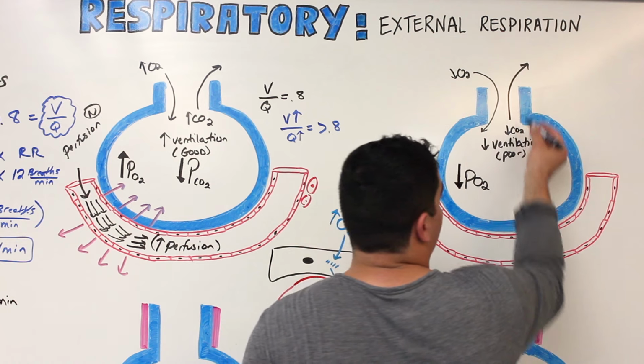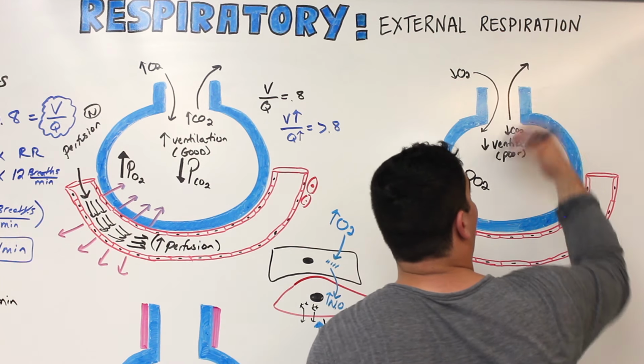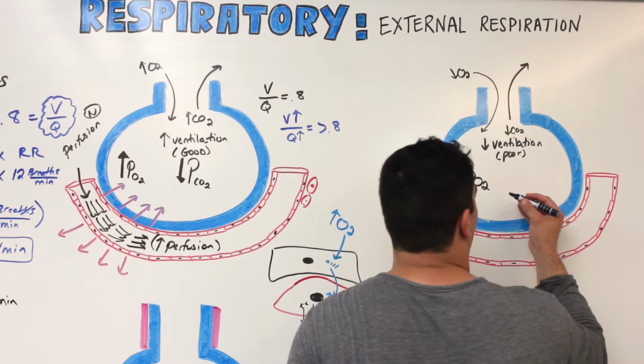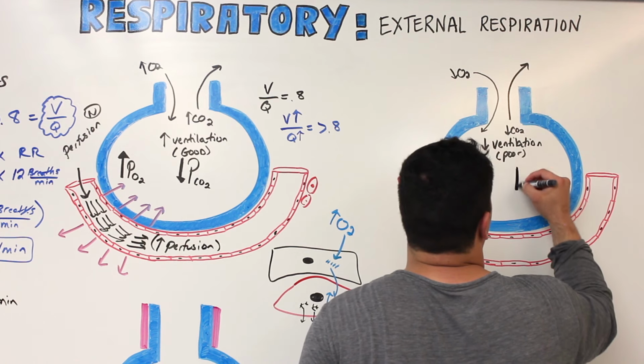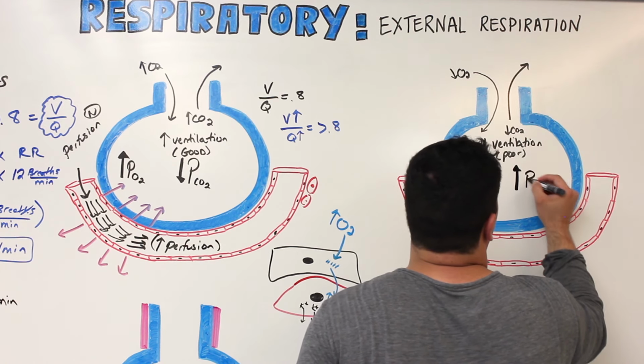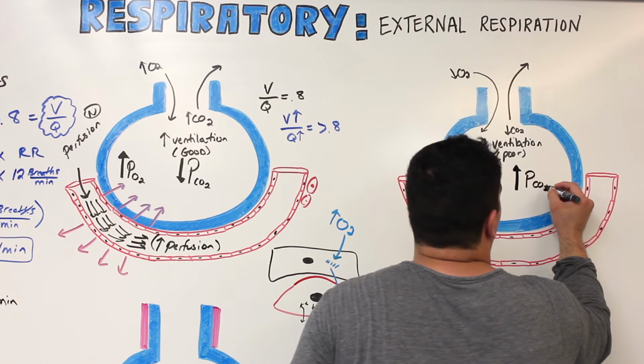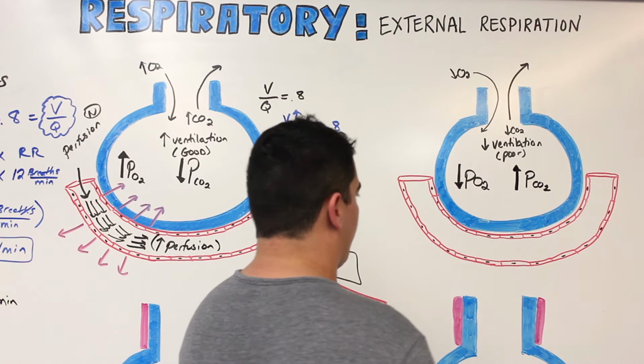Whereas the partial pressure of CO2 is going to be opposite. Not as much of it's going to get exhaled out. It's going to be contained within this area. So what's going to happen to the partial pressure of CO2? It's going to go up. Okay, how does that change the perfusion?